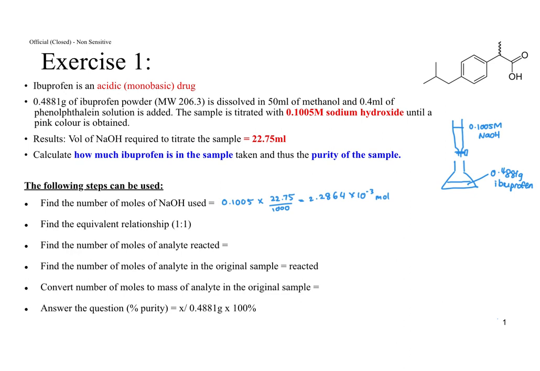And we have 2.2864 times 10 to the power of negative 3 moles. Next, we need to look at the equivalent relationship between ibuprofen and sodium hydroxide. It is stated here that ibuprofen is a monobasic acid, so the ratio is 1:1. Since the mole ratio is 1:1, then we know the number of moles of ibuprofen is the same as the number of moles of sodium hydroxide.